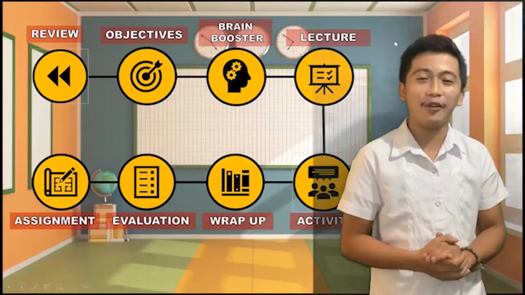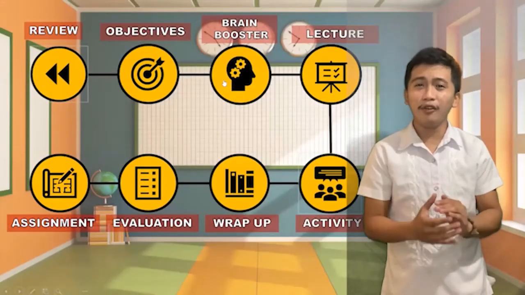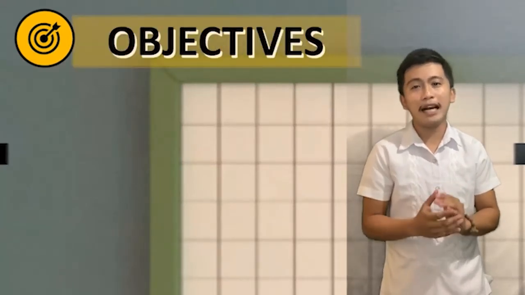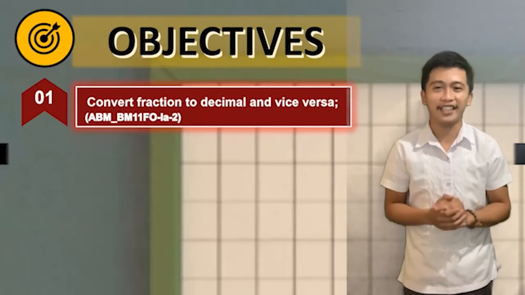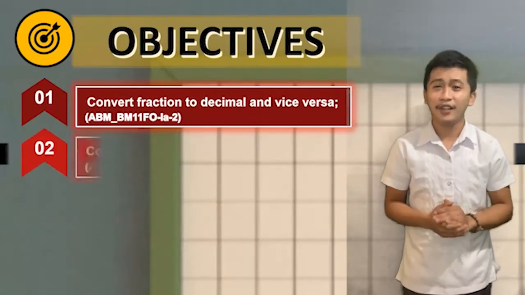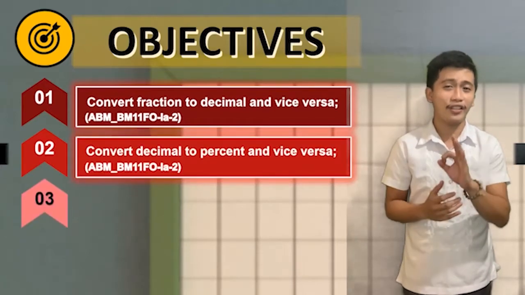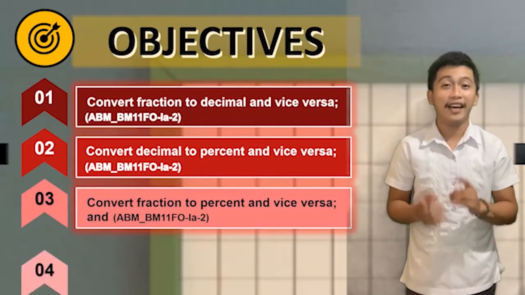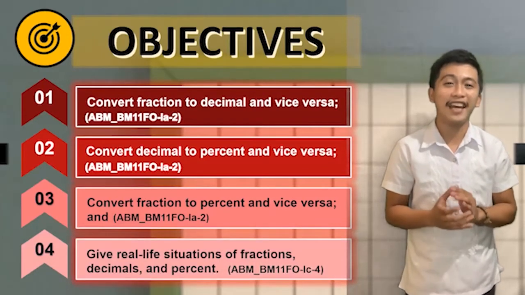Are you all ready for today's lesson? Great! Let us now dig deeper by knowing first the end in mind. Here are our 4 specific goals that we have to attain at the end of this video lesson. First, convert fraction to decimal and vice versa. Second, convert decimal to percent and vice versa. Third, convert fraction to percent and vice versa. And lastly, give real-life situations of fractions, decimals, and percent.